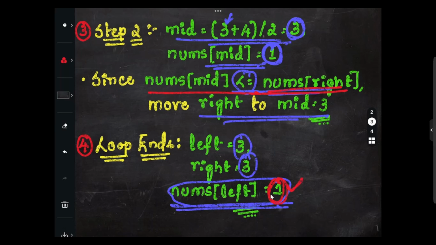In this case, it's pure binary search. So we are going with the pure binary search here, if you know binary search pretty well. So here nums of left equals 1. We will return this one as output.